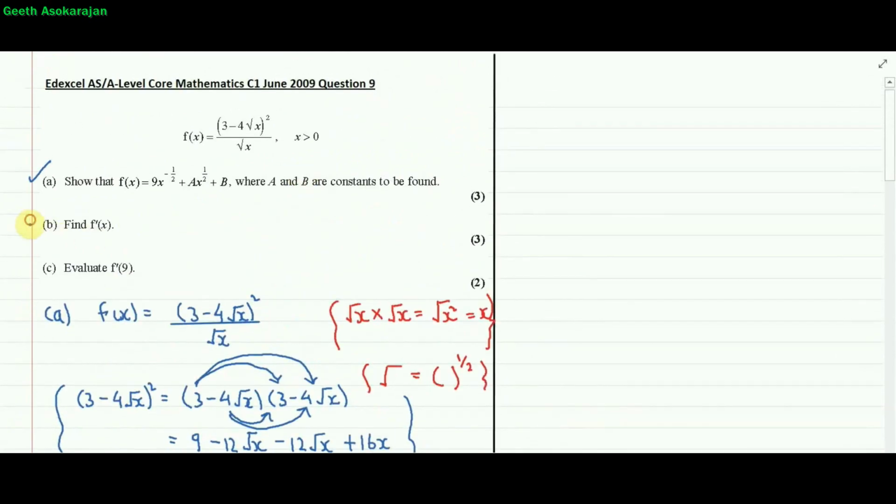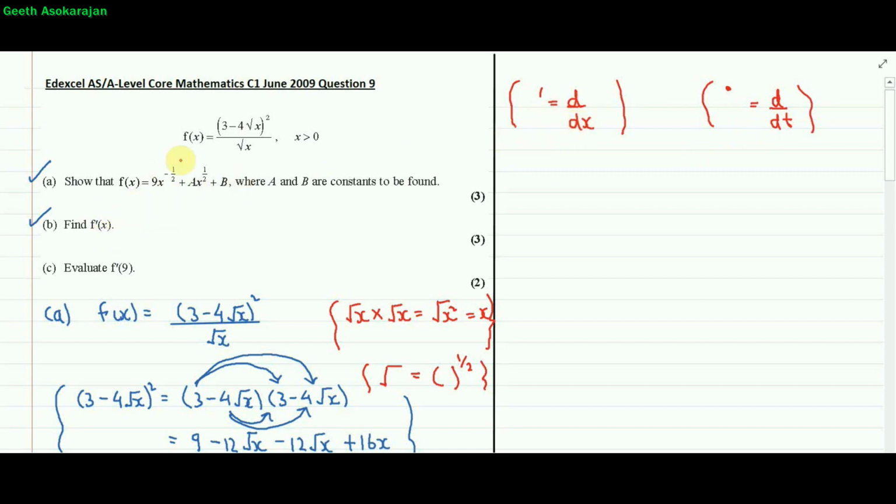So let's have a look at part B. Part B, find f prime x. Now let me make a note. Prime by convention means differentiate with respect to x. And if we have dots, for those doing mechanics or physics, dots tend to mean differentiate with respect to time, or differentiate with respect to t. So we need f prime x, we need to differentiate with respect to x.